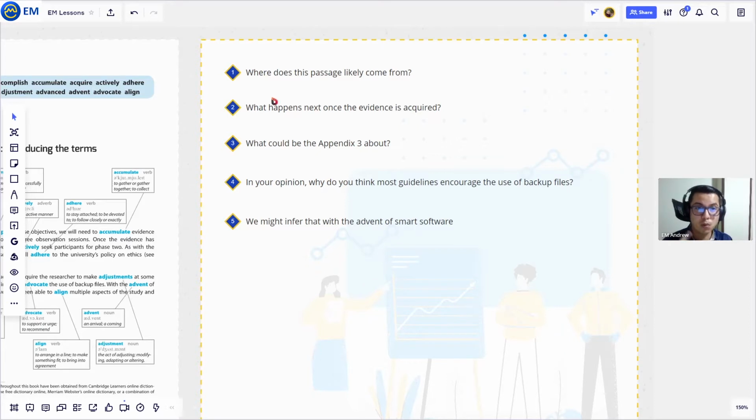Number 1, where does this passage likely come from? Number 2, what happens next once the evidence is acquired? Number 3, what could be the Appendix 3 about? Number 4, in your opinion, why do you think most guidelines encourage the use of backup files? Number 5, we might infer that with the advent of smart software, what happens? Okay, so that's it about that part.